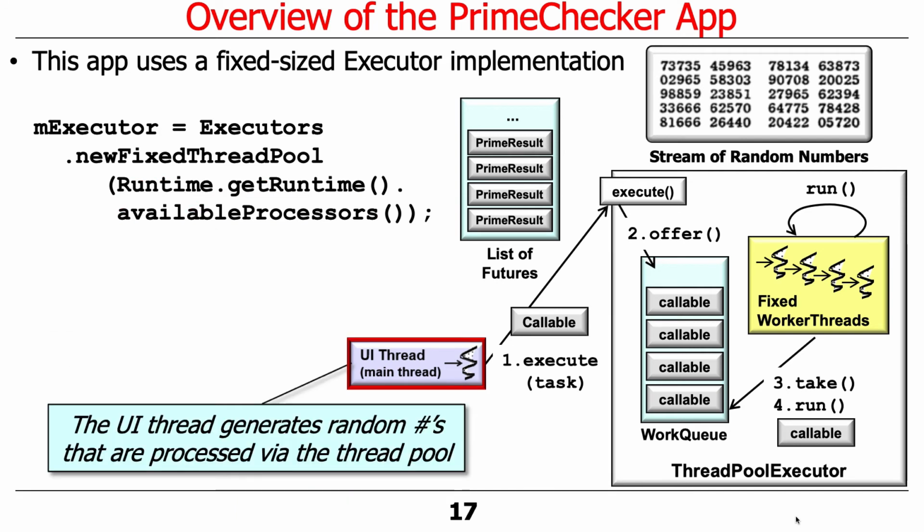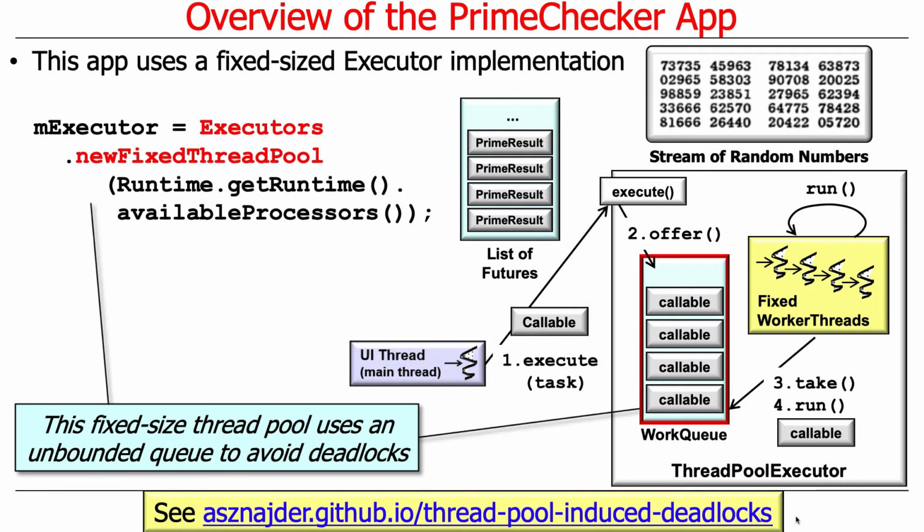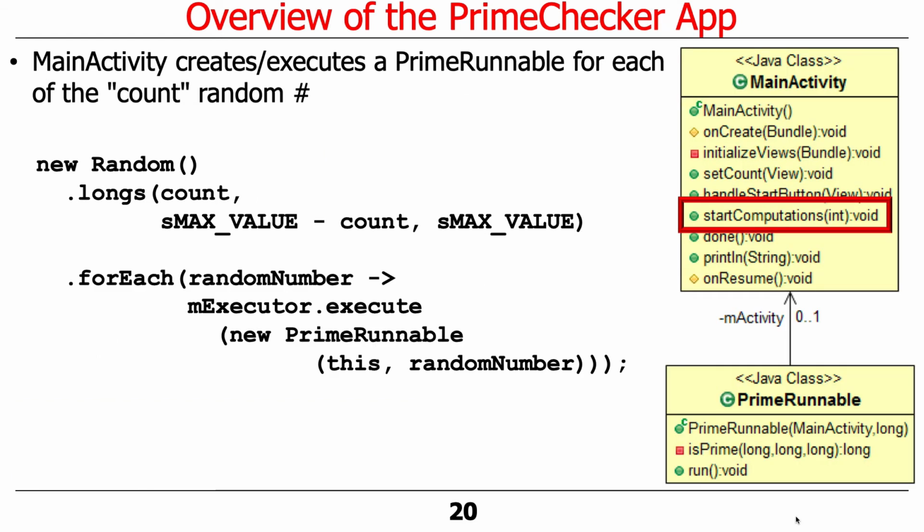We have a user interface thread that generates random numbers, large random numbers that are then processed in the background by the thread pool. And internally, there's an unbounded queue that's used to queue up the work. So if you have 1,000 numbers you want to generate, but only 4 cores, then you'll have a big queue to hold all the numbers you want to check for their primality, and only 4 of them will be running at a time. So here's what this thing's going to look like.